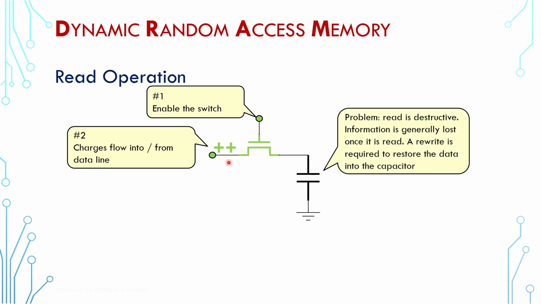The problem is that reading from this memory cell is destructive. The charges are lost from the capacitor, and therefore you would not be able to read the same data again. In order to retain the data, we need to write the data back after we read. Now this causes another problem. Can you figure it out?